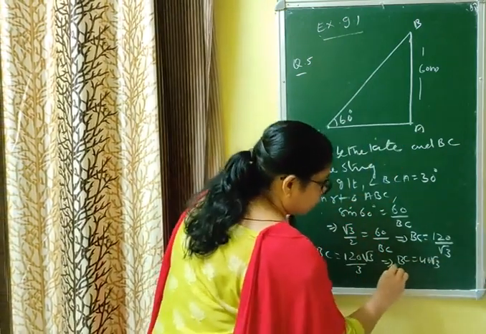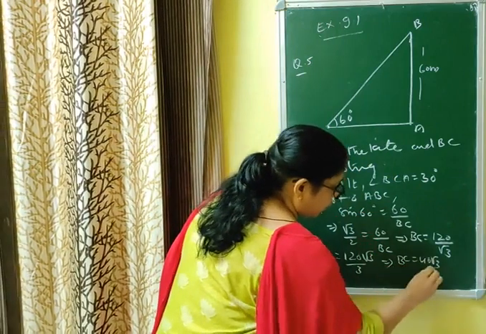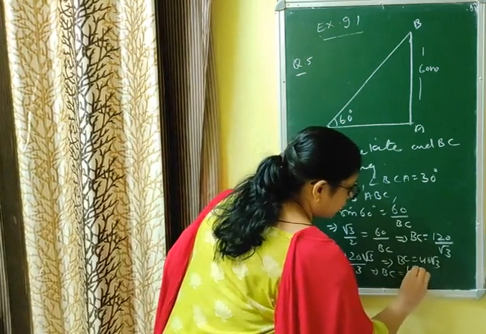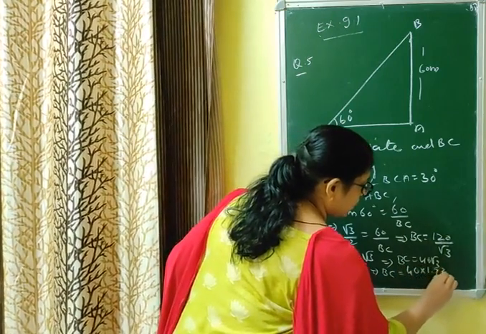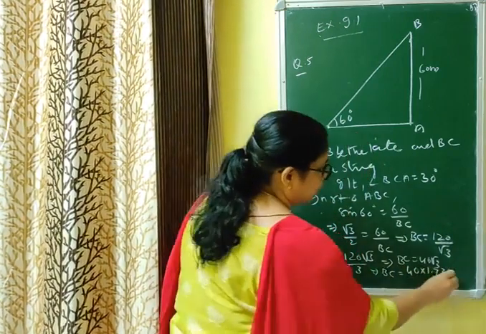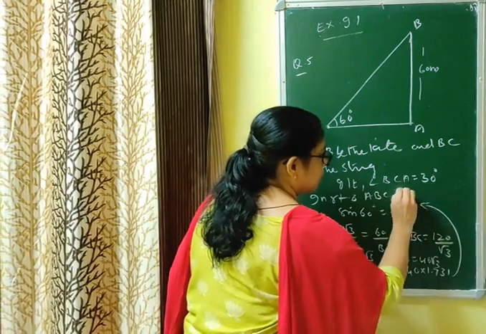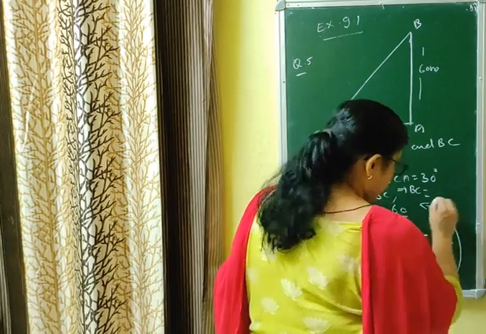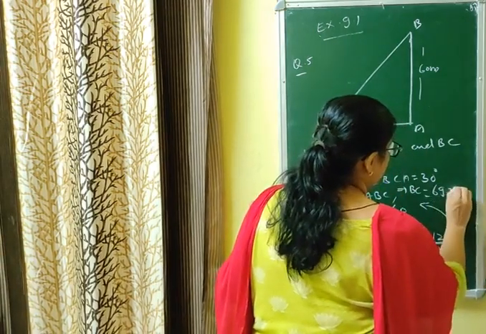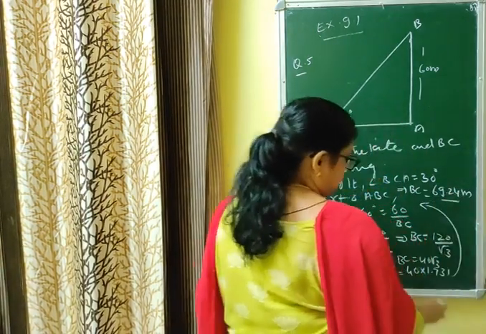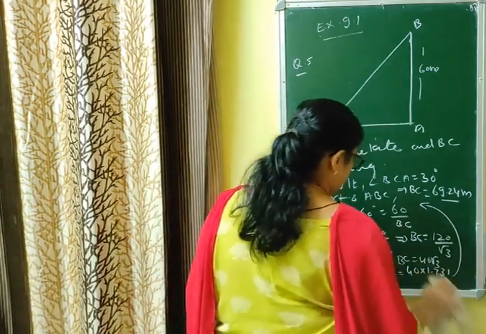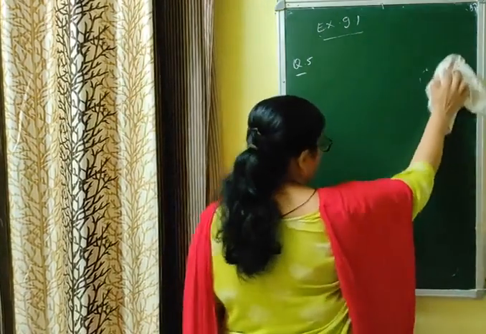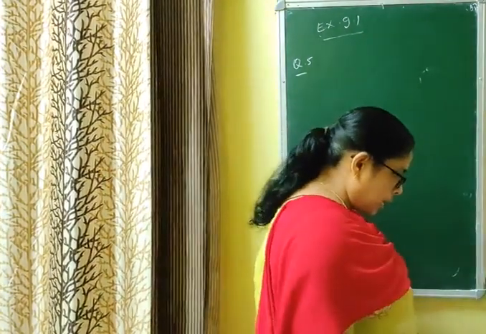If you put the value of root 3 equal to 1.731, you will get BC equal to 40 into 1.731, or 1.732 you can use. BC is equal to 69.24 meter. Please check this. You should have the habit of putting the value of root 3. Root 3 is 1.731 or 1.732, root 2 is 1.414.